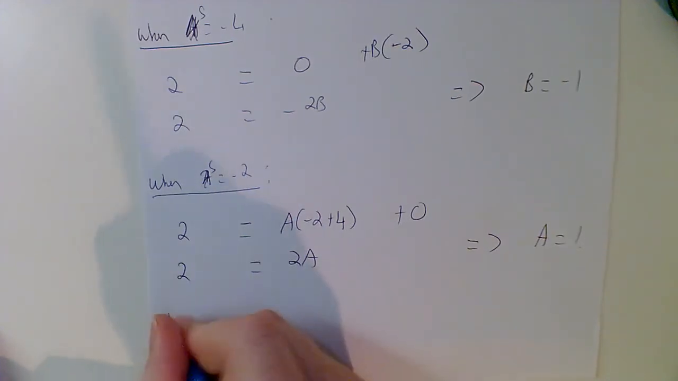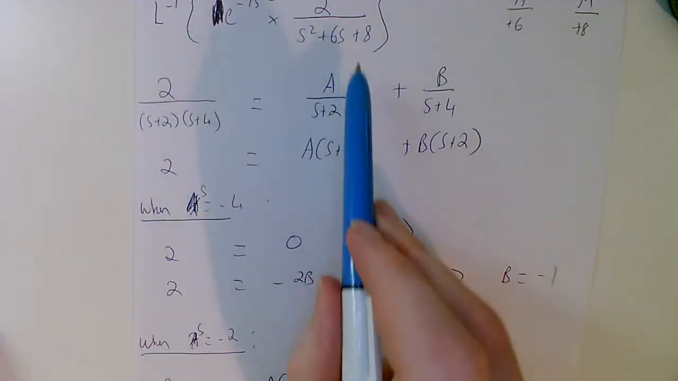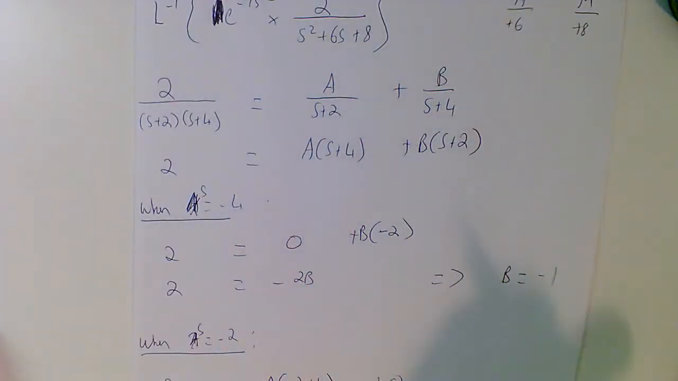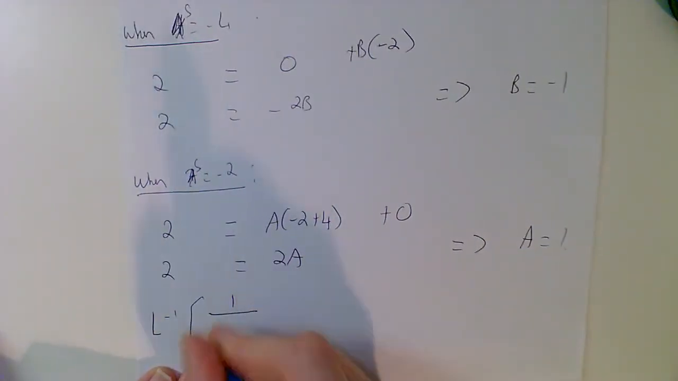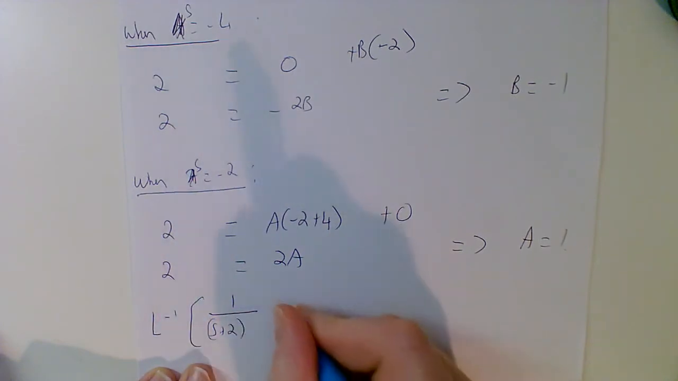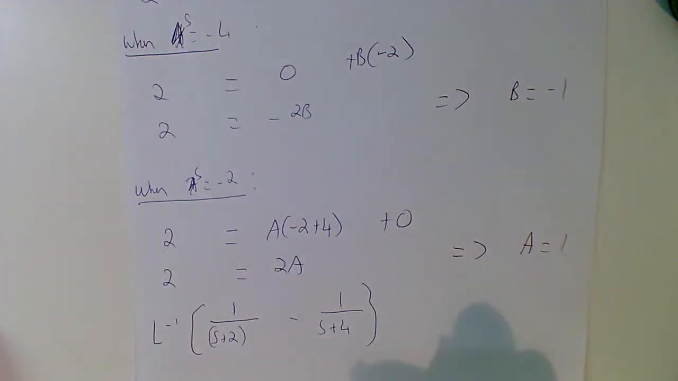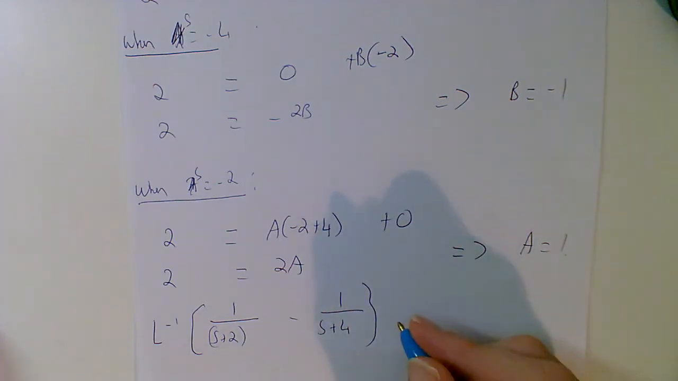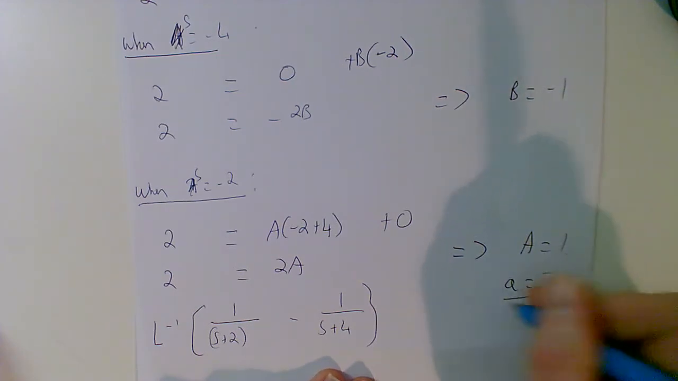So I'm now looking to find the inverse Laplace transform of this. My partial fractions is 1 over s plus 2, take away 1 over s plus 4. Now remember, that is happening after t equals 7, because remember a is equal to 7 here, right?